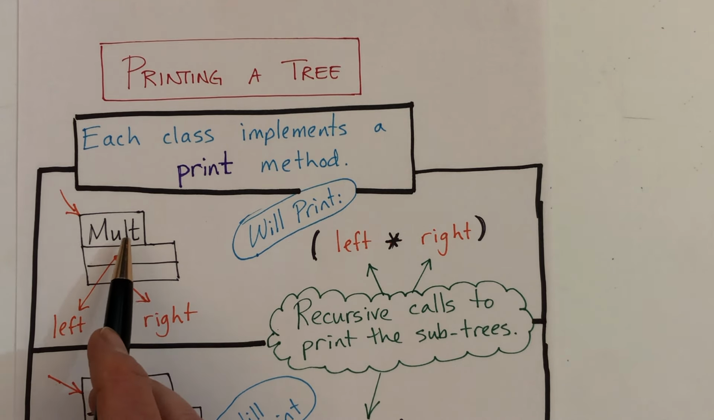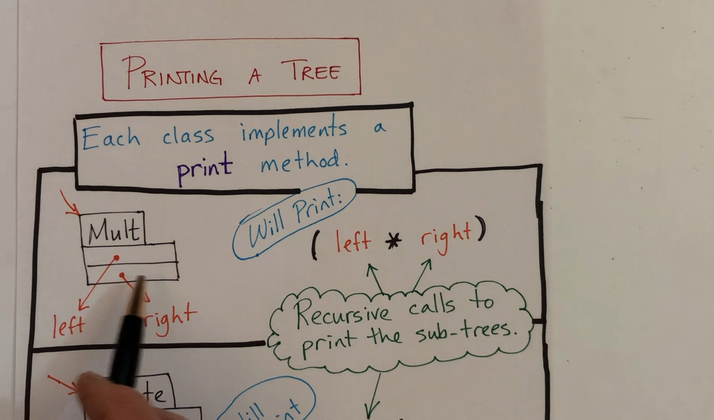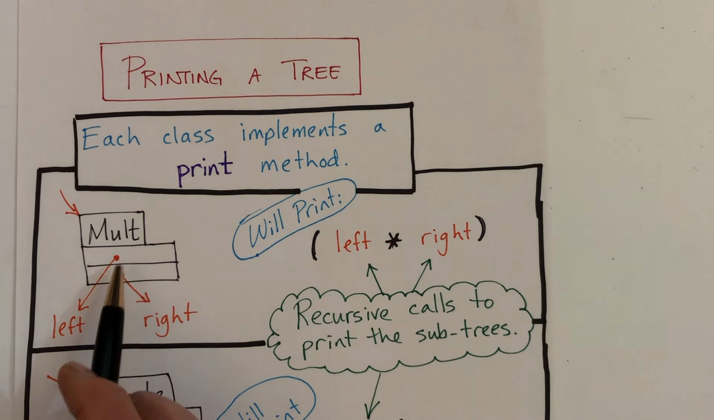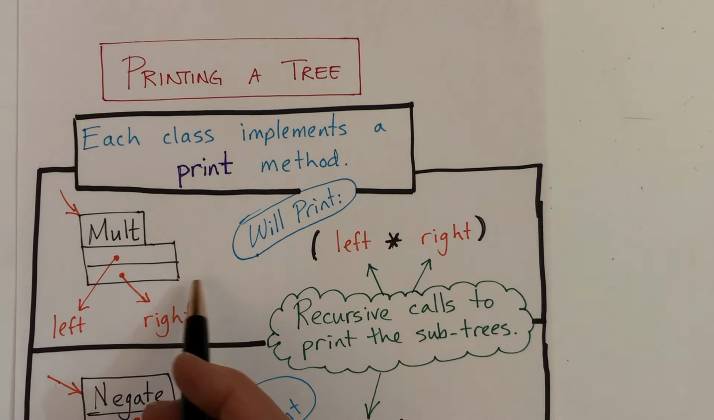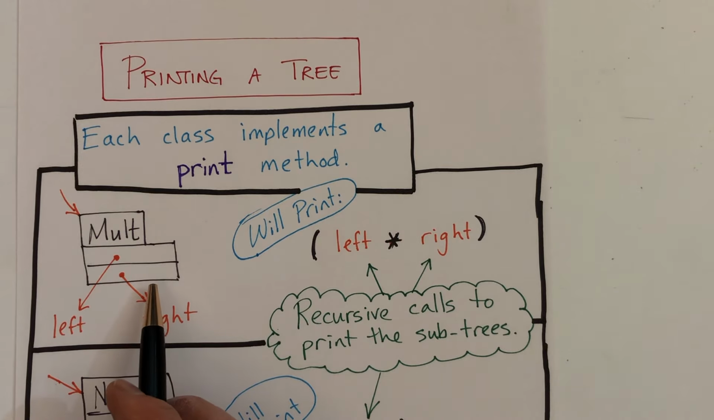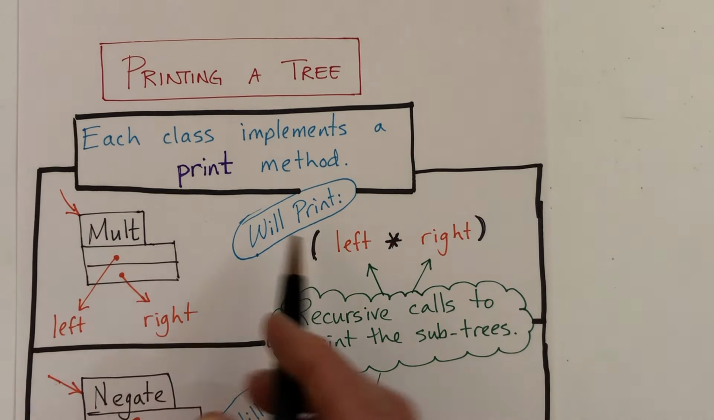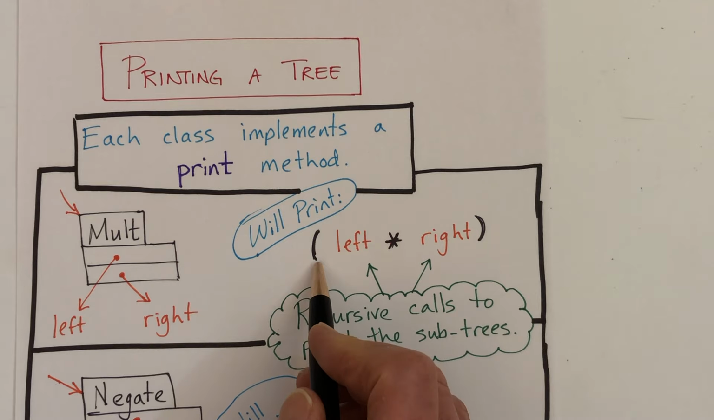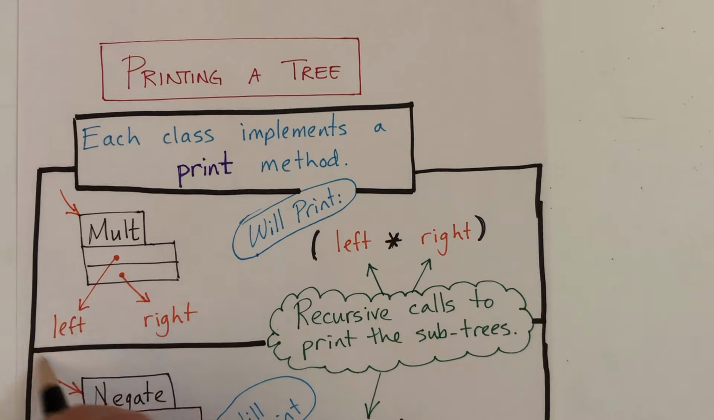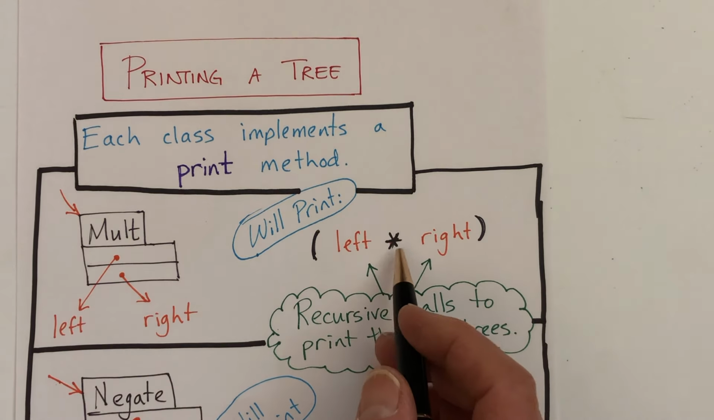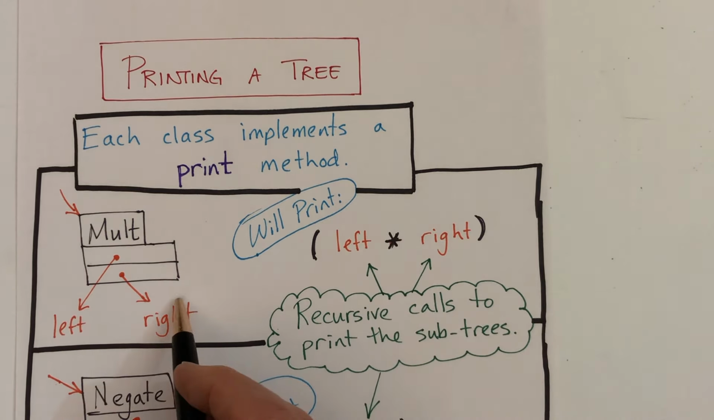So for example, the class multiply, or any other infix operator, would work like this. It's got a pointer to the left subtree and a pointer to the right subtree. What print is going to do when called on this particular node is print an opening parenthesis, then call itself recursively to print out whatever is pointed to by the left pointer, then an asterisk, then call itself again recursively to print out whatever is pointed to by the right field, and finally a closing parenthesis.